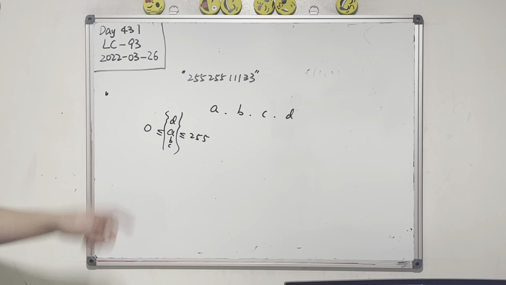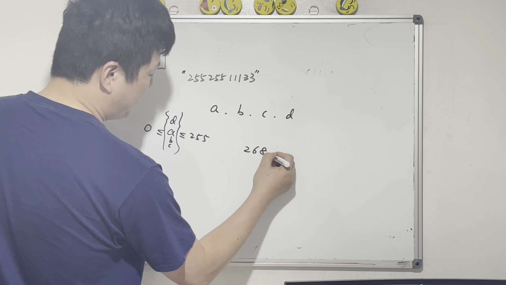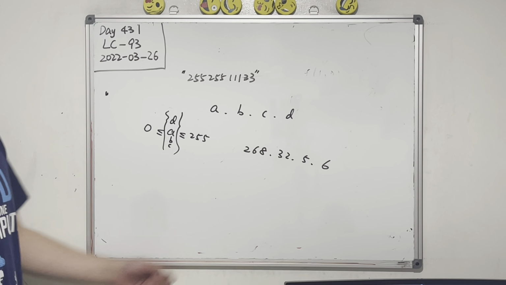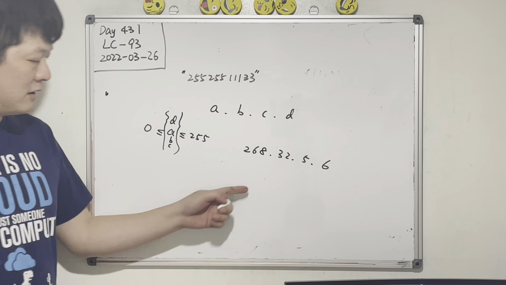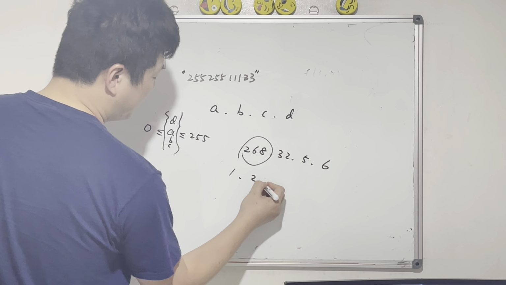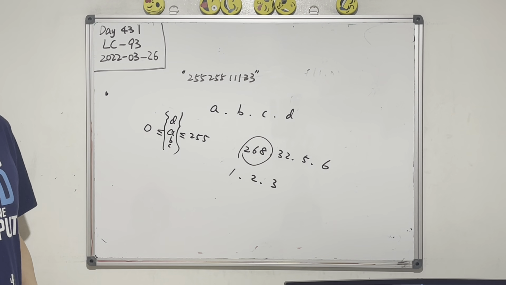Okay, so let me write a number here: 265.8.32.5.6. Is this an IP address? No. Why is that? Because it has over 255 in this one. And how about this, 1.2.3? Is this an IP address? No. Why is that? Because it only has three numbers.